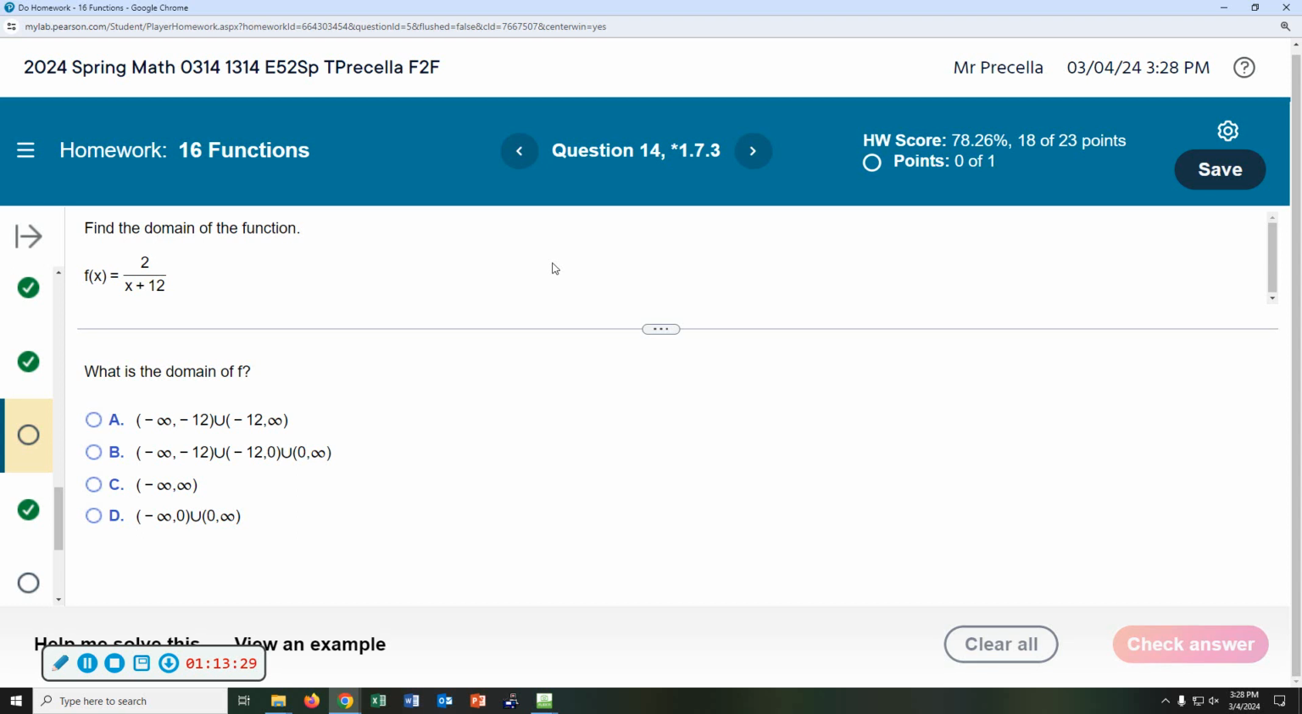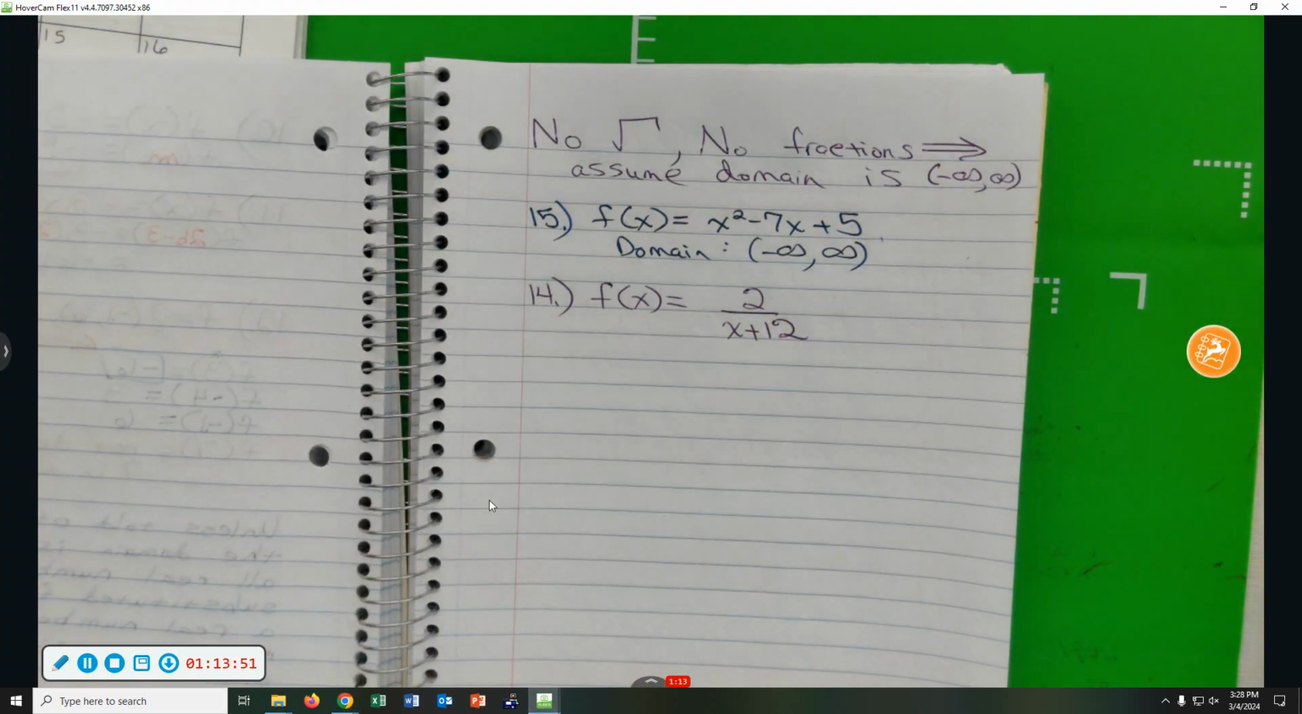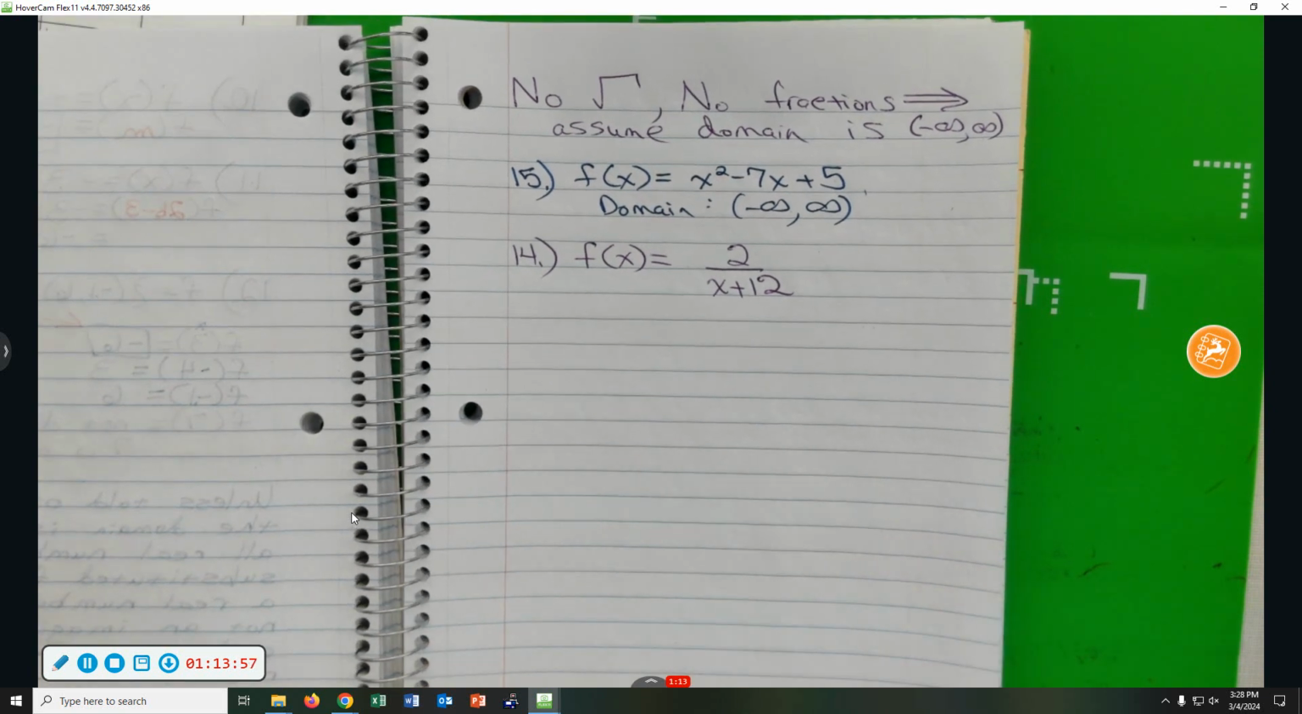Let me write down the function f of x is equal to 2 over x plus 12. I want us to find the domain. Find the domain. What numbers can we plug in for x and get a real number back for y?